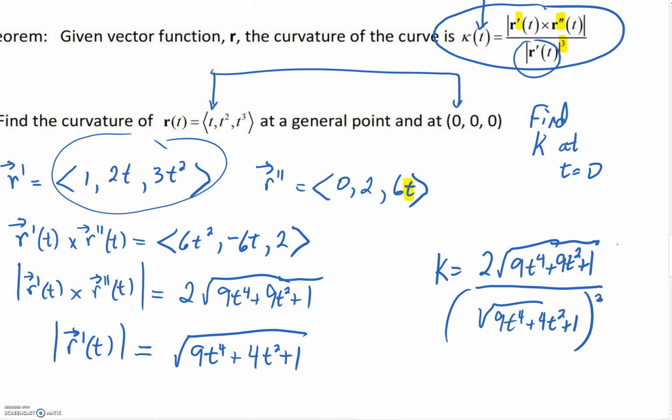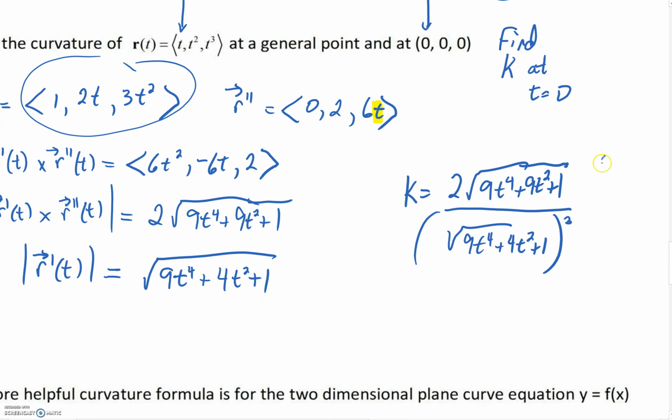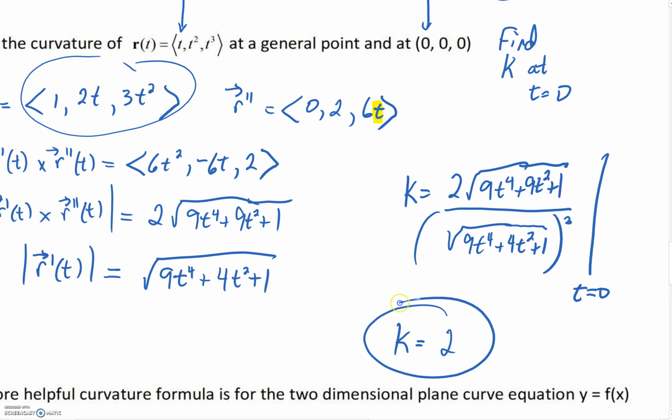And we want this. This would find you the curvature anywhere, but we're going to plug in a t equals 0. And you can quickly see that your numerator is going to be a 2. When you do that, your denominator, let's just check that through, you can see is going to be a 1. So your curvature is just going to be a 2.